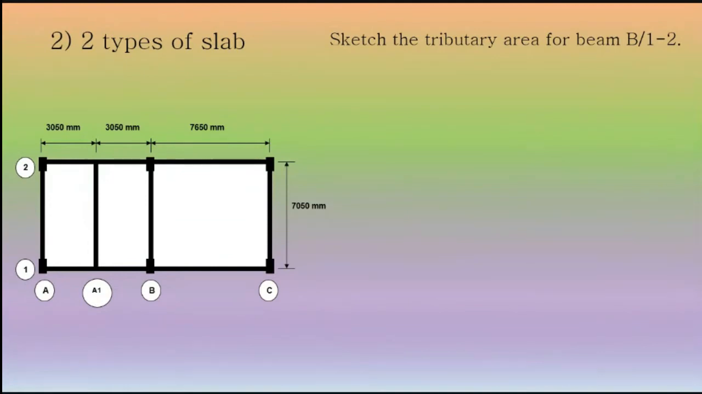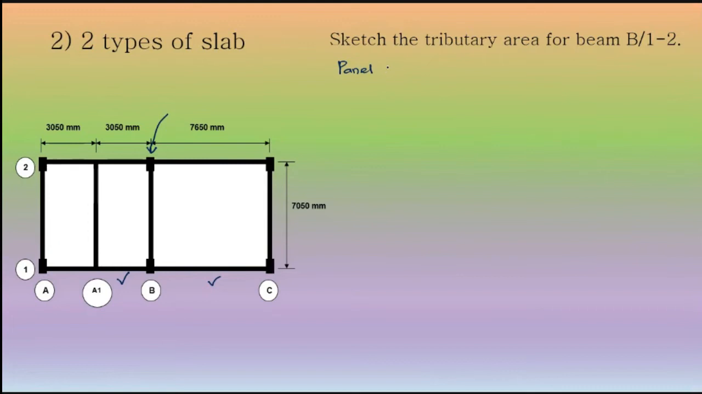Okay, next. Okay, second. Kita tengok sini. Again, the question is sketch the tributary area for beam B/12. This beam guys. Okay, beam B/12. So kita nak tahu this panel slab and also this panel slab, how they distribute their load to this beam B12. Okay, again, kita identify dulu either one way or two way.